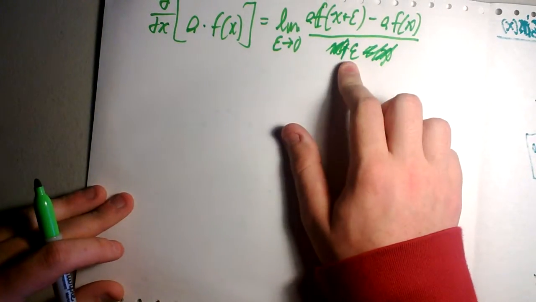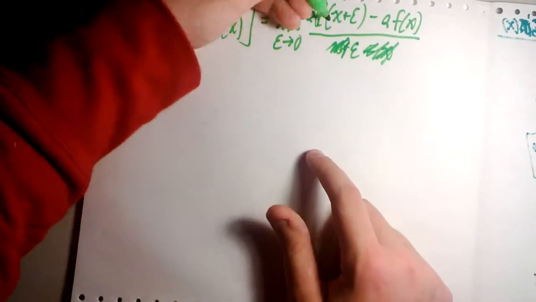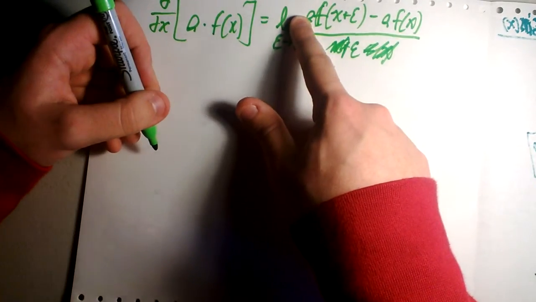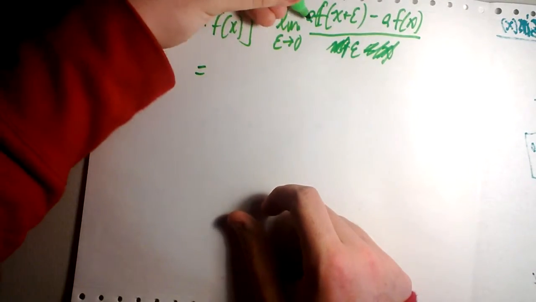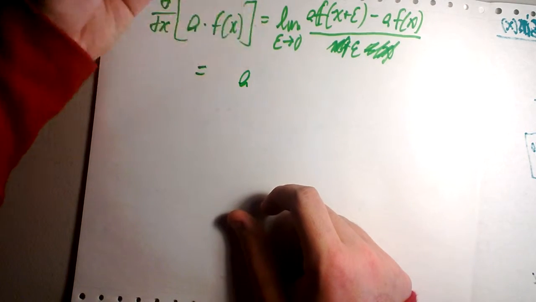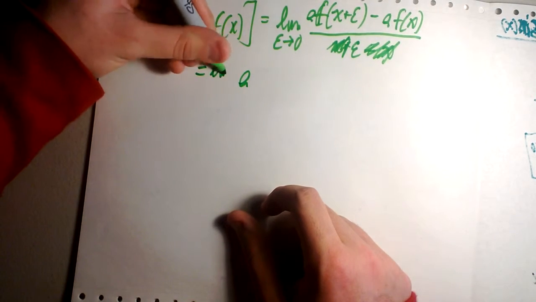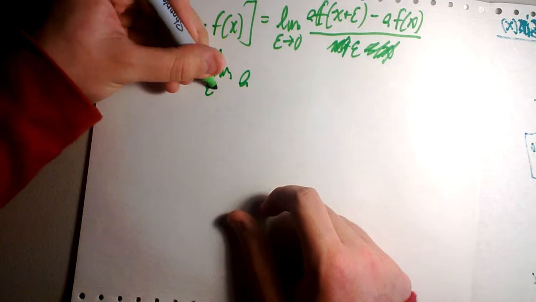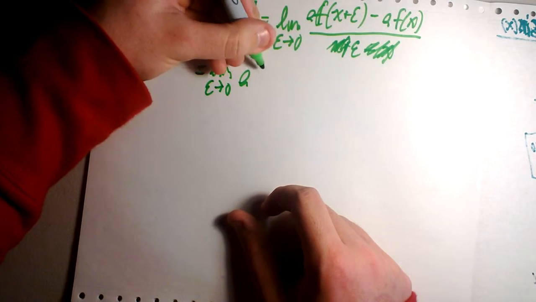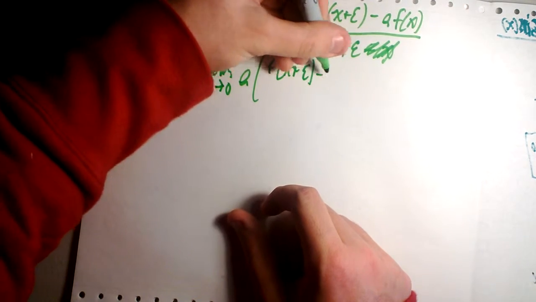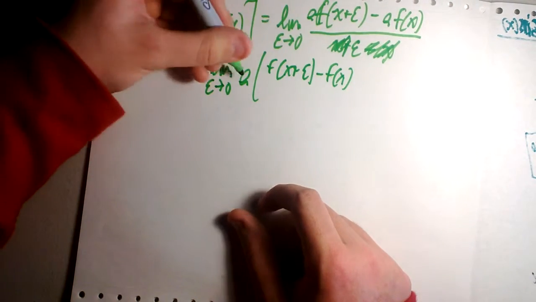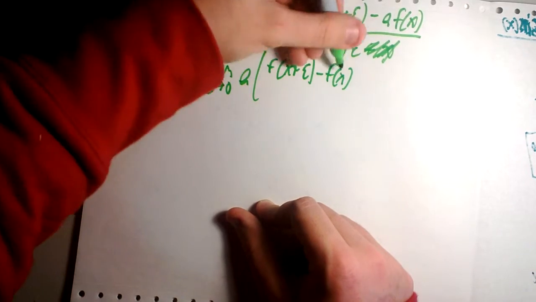Alright, so you get epsilon on bottom. So notice something. This has an a in it, this has an a in it. So you can factor it out. So this is the limit of a times, I could put the limit inside of it, but a times f of x plus epsilon minus f of x. Do you agree? A factors in, so a times this and a times that.